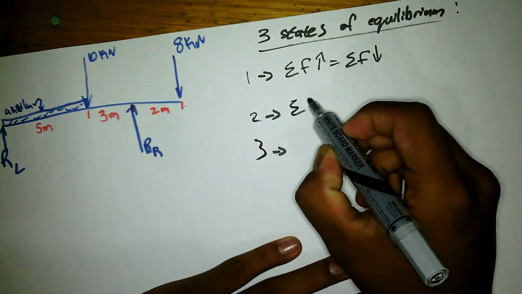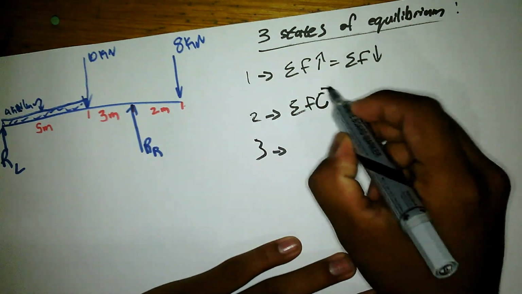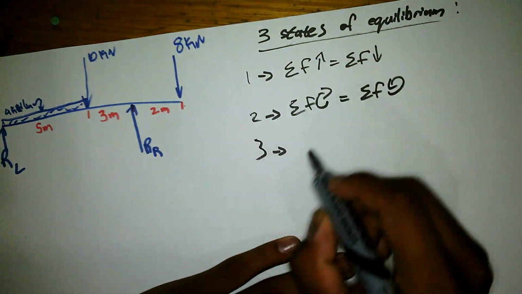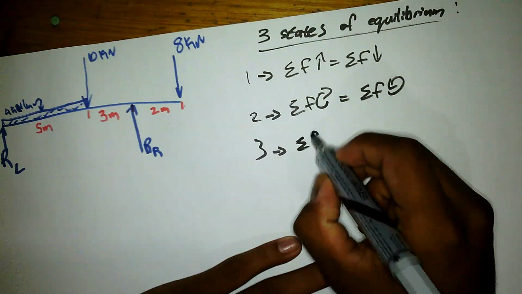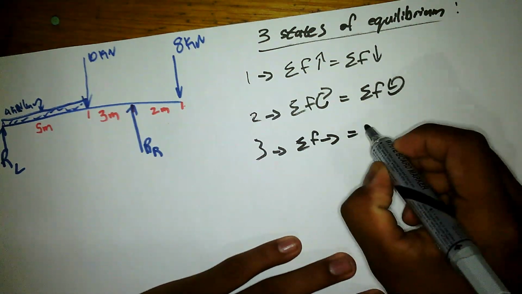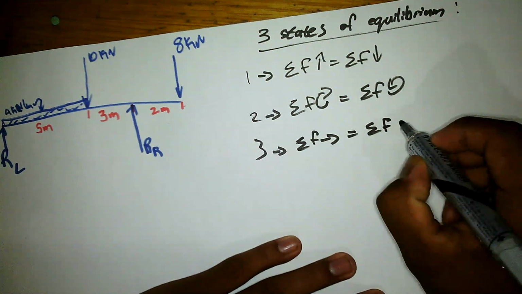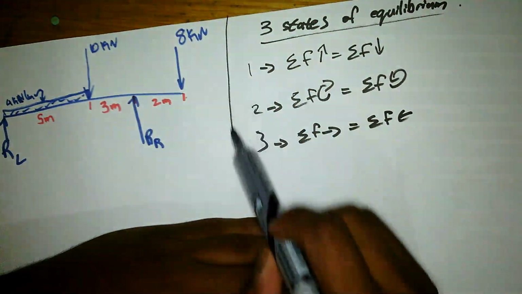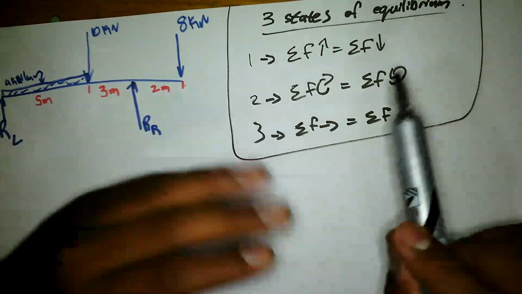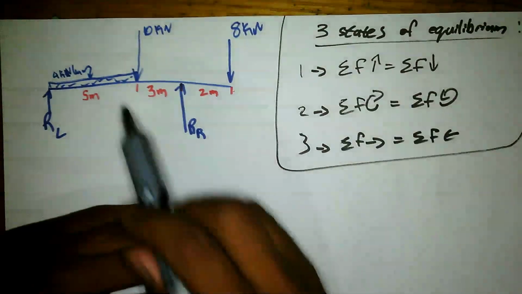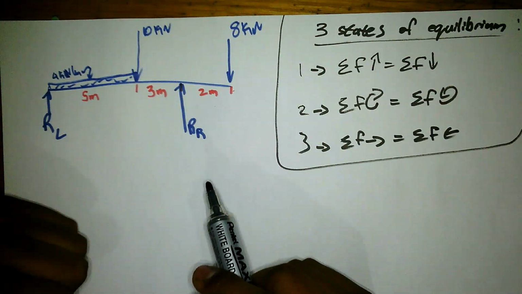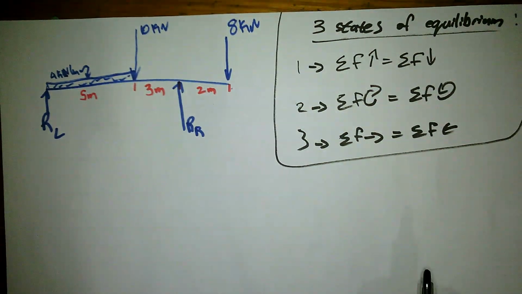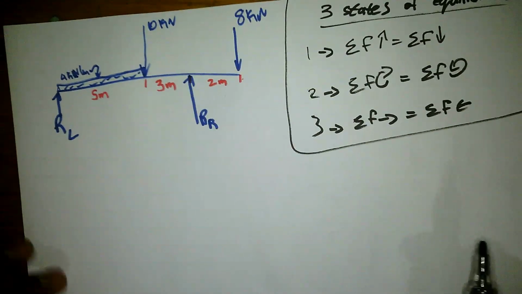And then we have the sum of the forces clockwise equals the sum of the forces anti-clockwise. And then we have the sum of the forces to the right equals the sum of the forces to the left. So this is our bread and butter when it comes to solving these. So this is a simple one, just to get us nice and warm, and then we will do another more complex one.